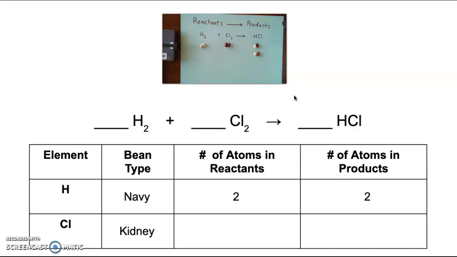All right, so I'm going to enter that into my table. And if I look at my chlorines, I've got 2 chlorines on my reactant side and 2 chlorines on my product side. Right? And so once everything's equal, when I've got the same number of atoms in my reactants and products, I know that my equation is balanced. So now I just need to fill in my coefficients in my equation. So if I look here, I've got 1 hydrogen molecule, 1 chlorine molecule, and 2 hydrochloric acid molecules. So I'm going to put a 2 as a coefficient here in front of HCl, and my equation is now balanced.